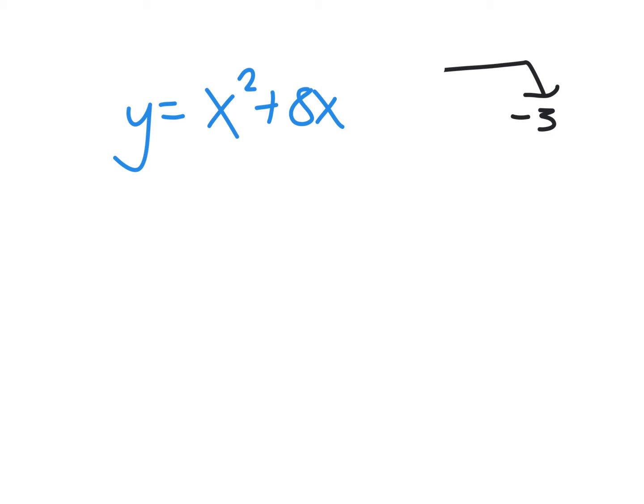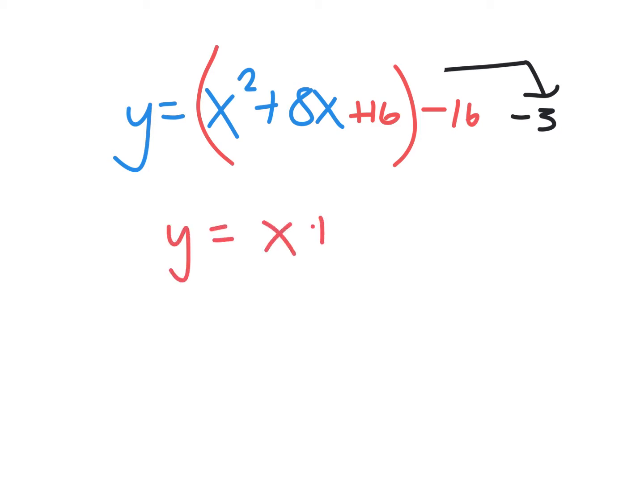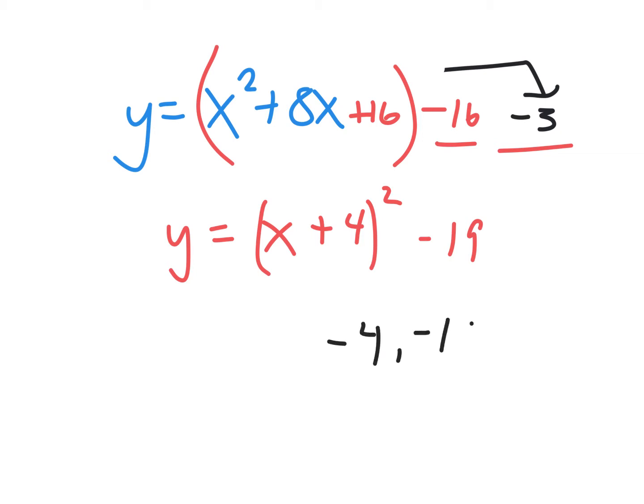All right, Haven, what's the secret recipe for finding this number at the end of the brackets there? Half a square. Yep, half of 8 is 4. 4 squared is 16, plus 16 minus 16. And then this part factors to x plus 4, quantity squared. And then this and this together can make negative 19. And then what's the vertex? Negative 4, negative 19.